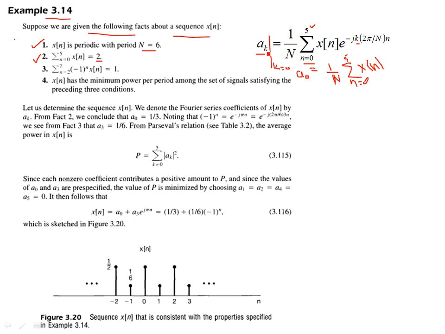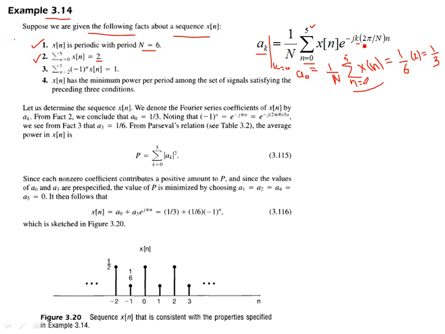So we can use this information over here. Capital N is 6, so this is 1 over 6, and this sum is given in fact 2, that this is equal to 2. So your DC Fourier coefficient is 1 over 3. It comes out to be 1 over 3. So from fact 2, all the information that we can deduce, we can understand, is that the DC Fourier coefficient is 1 over 3.